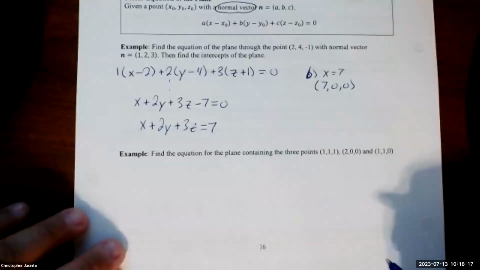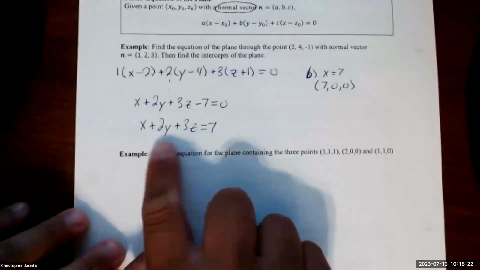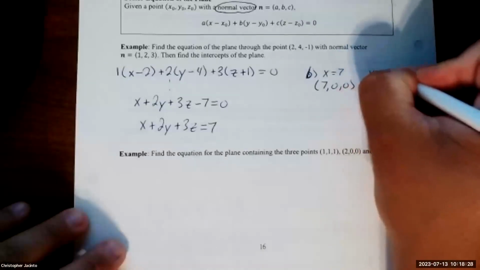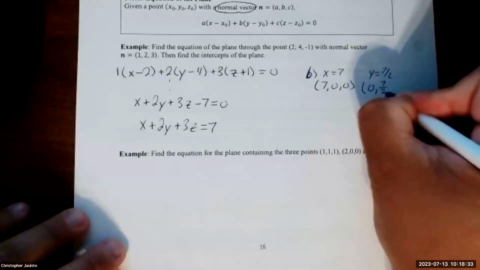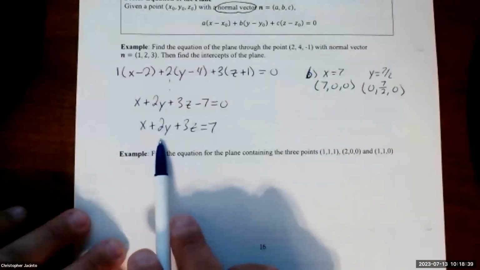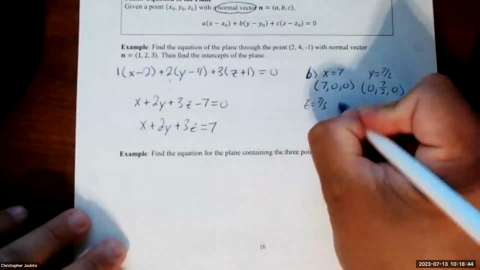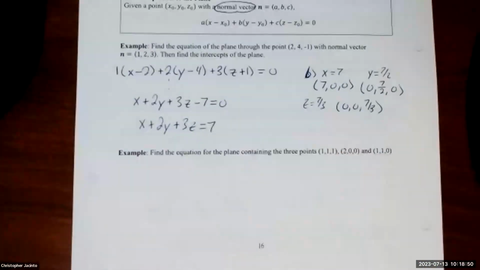And if we just do that all the way around, so now if I let x and z be 0 and solve for y, we have 2y is equal to 7. So therefore y is equal to 7/2. So this intercept is (0, 7/2, 0). And then finally doing the same thing for z, letting x and y equal 0 and solving for z, we get z is equal to 7/3. So my last point is (0, 0, 7/3). So that's where this plane crosses the x, y, and z axes. So it's kind of slanted.